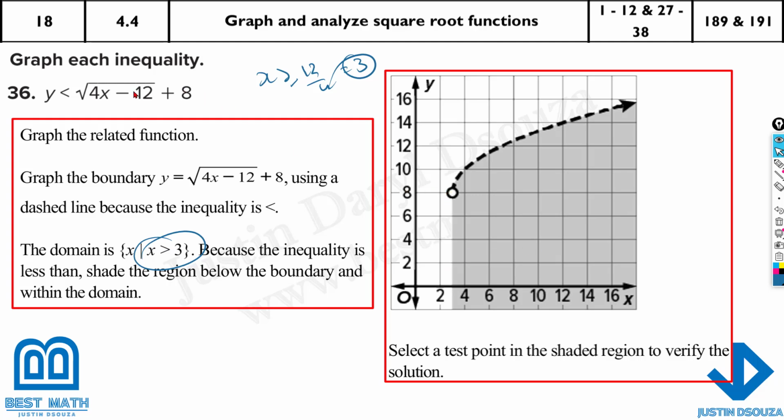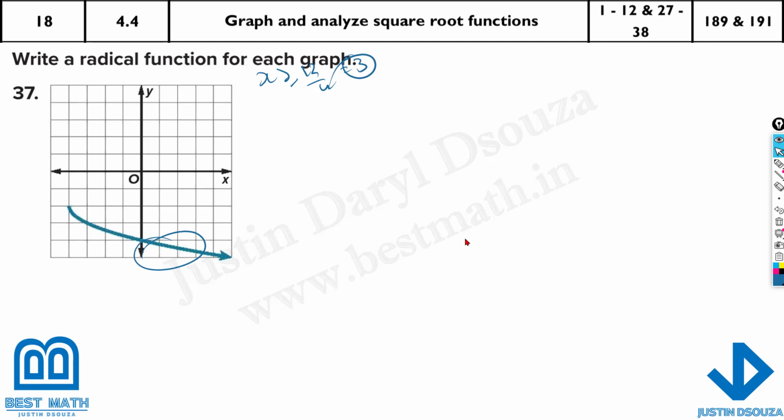Okay, it's at 8. Yes, correct. And then x value at 3. Correct. You can use a calculator and easily figure it out. But they have told us y is less than. So all the portion below it is shaded. This is the correct answer.